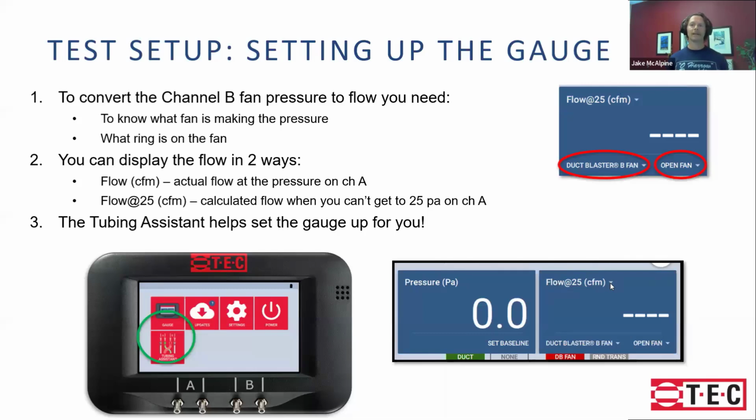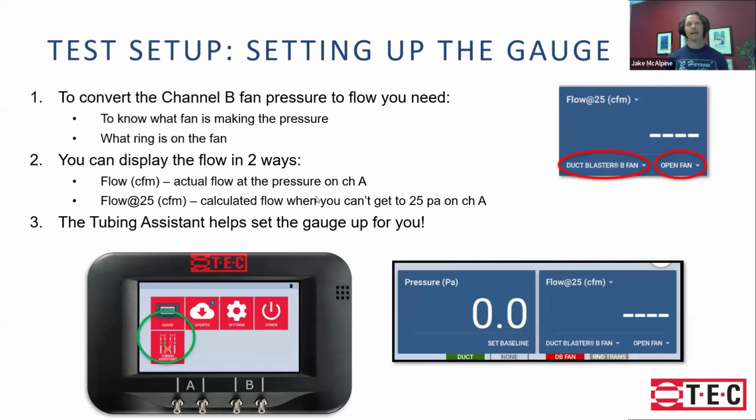In duct leakage testing, the flow at 25 option that we show here is going to calculate. If you can't reach 25 pascals, the gauge can actually take that pressure that you have on A and the flow that results from it and project it up to 25. If you are at 25, the flow function works just fine as well, and it gives you the flow at the exact pressure that you're seeing on channel A. So those are the two main options that folks use.